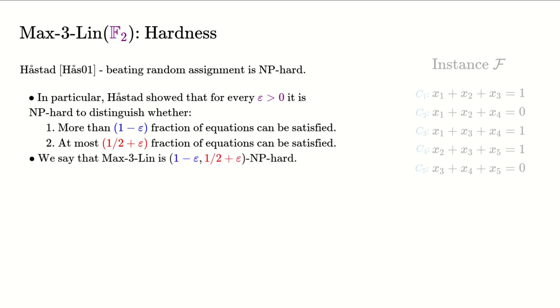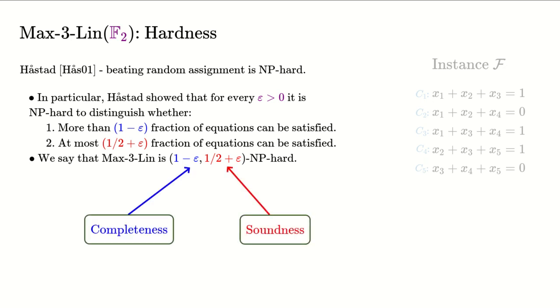For the sake of brevity, we usually just say that Max-3-Lin is (1 minus epsilon, 1/2 plus epsilon)-NP-hard. We refer to the term 1 minus epsilon as completeness and to the term 1/2 plus epsilon as soundness.